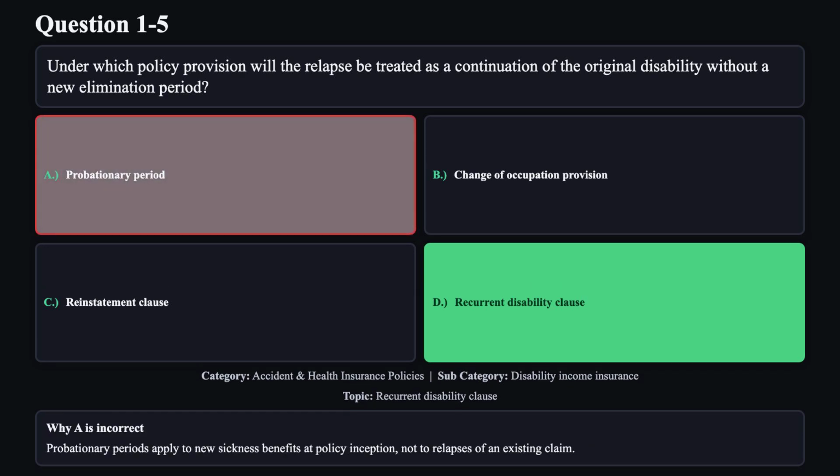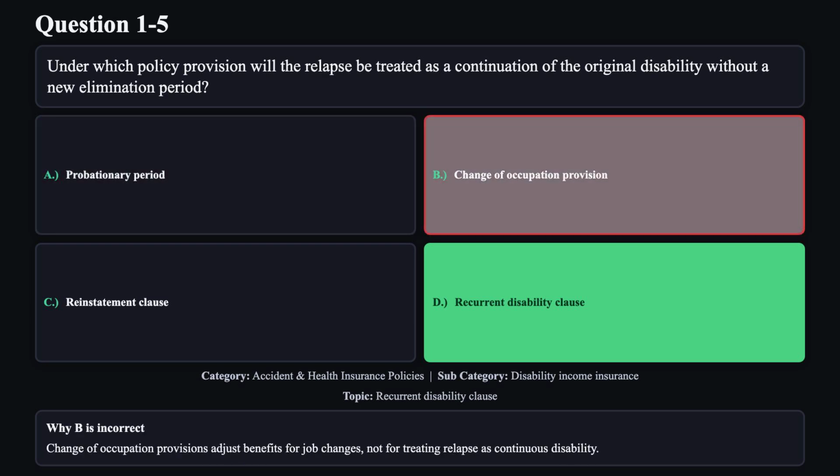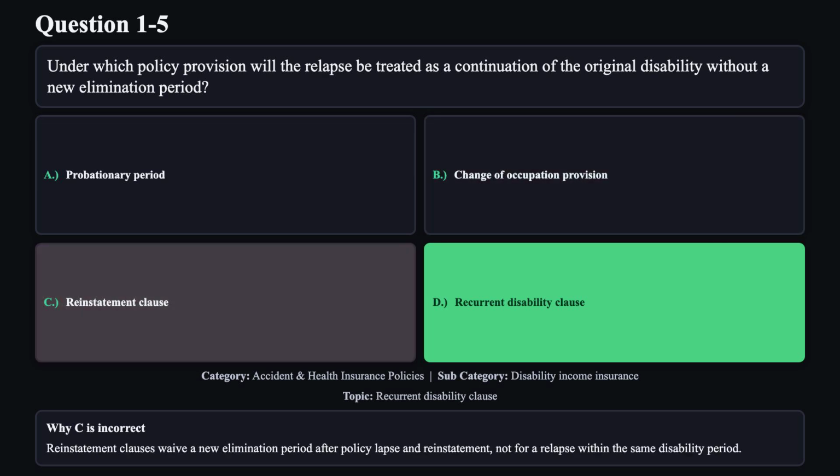Reason A is not correct. Probationary periods apply to new sickness benefits at policy inception, not to relapses of an existing claim. Reason B is not correct. Change of occupation provisions adjust benefits for job changes, not for treating relapse as continuous disability. Reason C is not correct. Reinstatement clauses waive a new elimination period after policy lapse and reinstatement, not for a relapse within the same disability period.